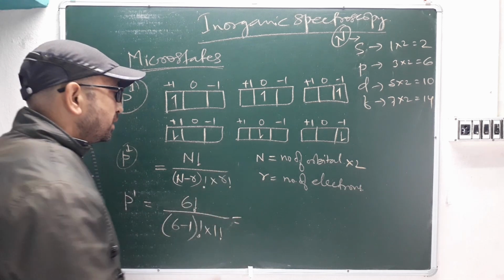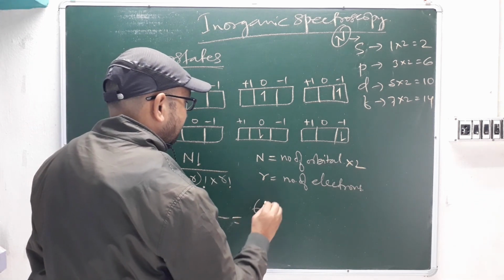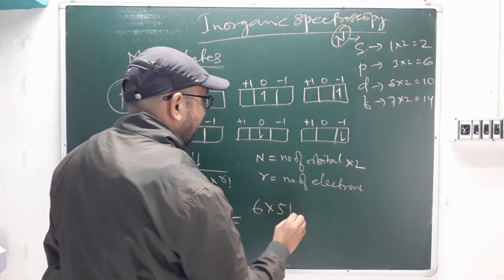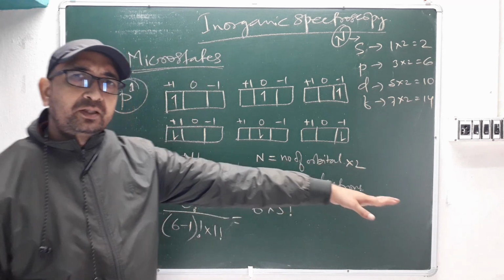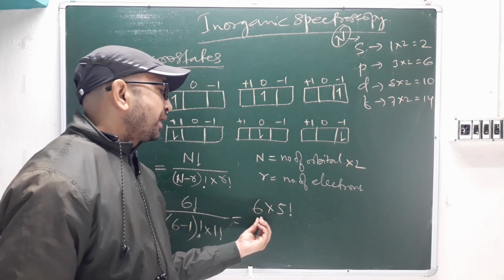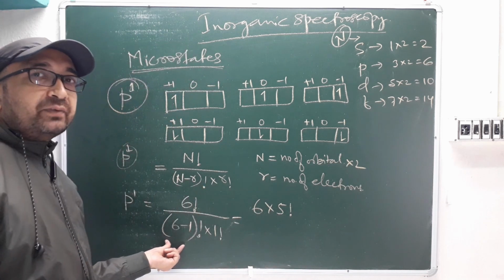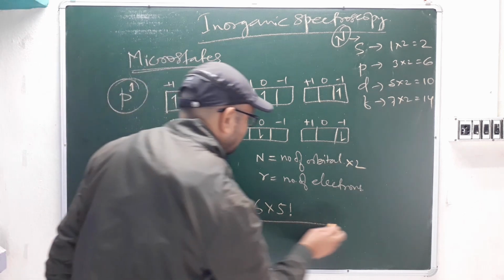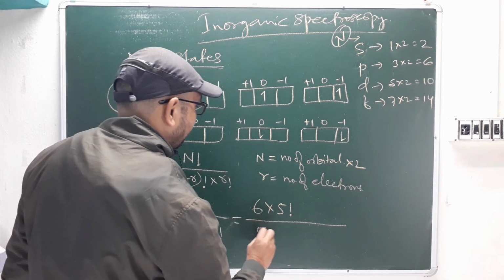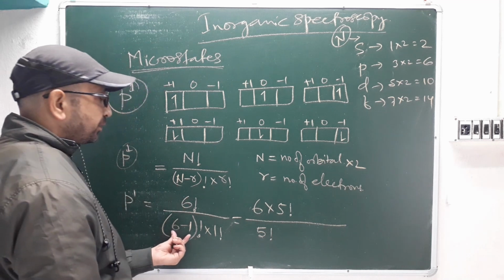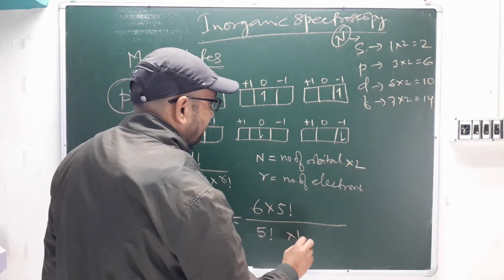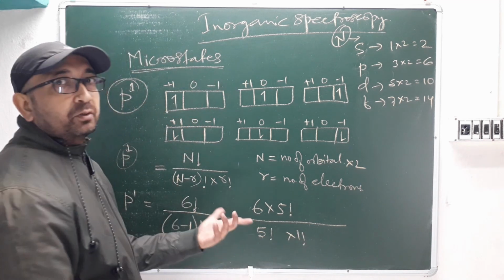We know that factorial means 6 into 5 into 4 into 3 into 2 into 1, right? So we will just do 6 into 5 and then factorial. No need to write everything out, because we know that down below we have 6 minus 1. Here we have 6 minus 1, so it will be 5 factorial, correct? 6 minus 1 is 5 and then factorial into 1 factorial. 1 factorial is nothing but 1 itself.